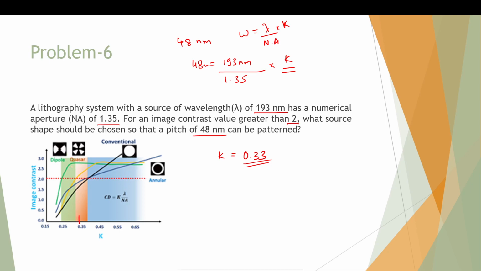Based on that we can use either quasar source or a dipole source, because both these plots, the quasar plot is the yellow plot, dipole plot is the green plot, are above the image contrast that is required, that is 2. However, if you look at the conventional source, it is below, and even an annular source is below. The blue and black curves are below the image contrast that is desired. However, quasar is above and dipole is above. So we can use these two sources for the image contrast value greater than 2.